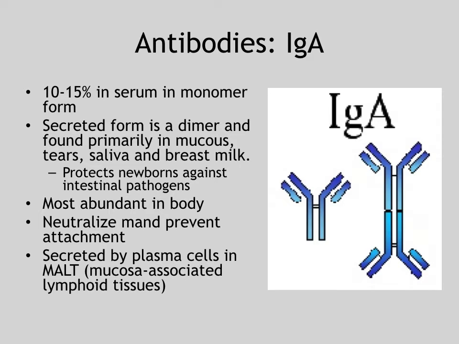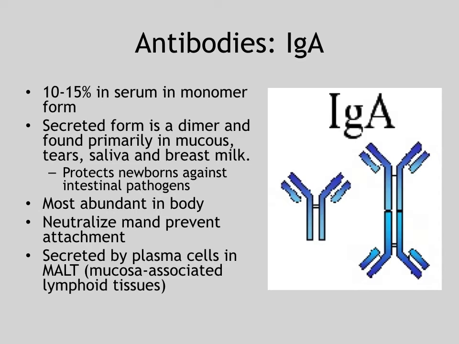IgA antibodies. Now, IgAs are a little tricky because IgAs are the most abundant antibody in the body. We have more IgAs than any other antibody, but they're not usually found in circulation. Most IgA antibodies are going to be found in mucous membranes. They are secreted as a dimer. You can see on the right, the image on the right is two IgA antibodies joined together by their stem regions. And that's where you're going to find them in mucus, tears, saliva, and breast milk.